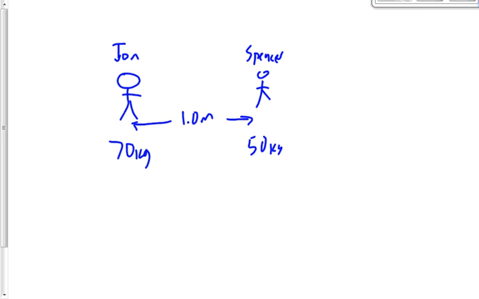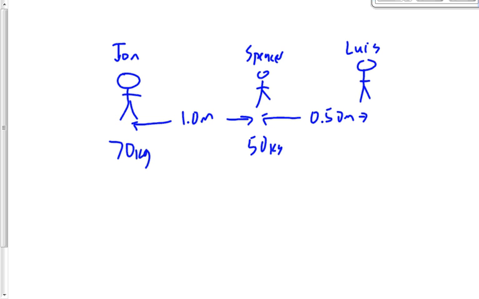I have no idea, by the way, what people's masses are. I'm making those up. Let's say 0.50 meters to the right of Spencer, this isn't drawn to scale, obviously, is another person that we're going to call Jeff. Actually, let's not call him Jeff because we're going to get confused with John here. Let's call him Luis.